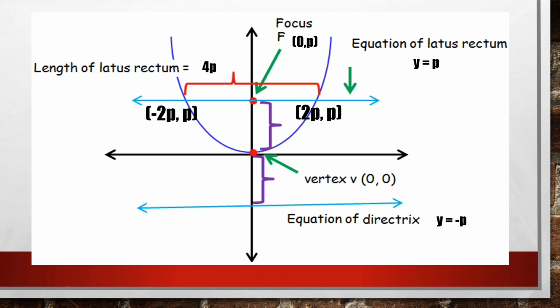Looking at the figure, the length of the latus rectum is equal to 4p. The endpoints of the latus rectum are negative 2p, p, and 2p, p. The focus is 0, p, if the vertex is located at the origin, 0, 0. The equation of the latus rectum is y is equal to p, and the equation of the directrix is y is equal to negative p.